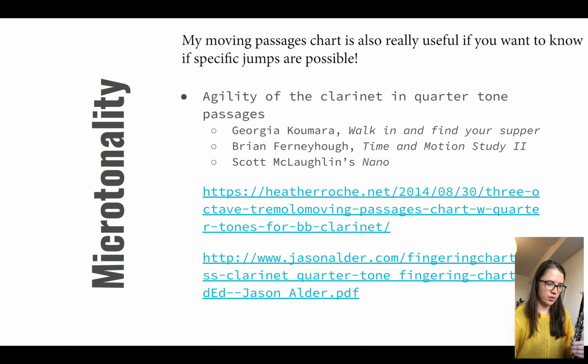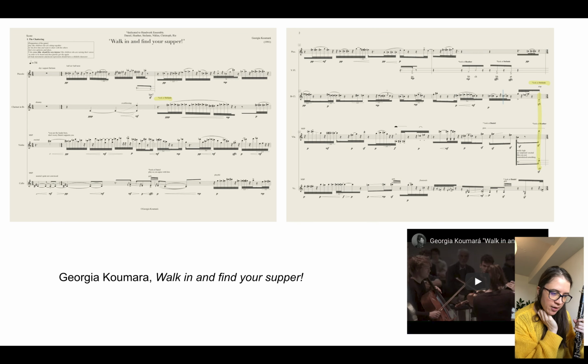There are a lot of ways you can get around this if you want to write quite fast things. So, Koumara, in her piece Walk In and Find Your Supper, there's a recording of this on YouTube. It's quite a theatrical piece. You can see towards the end of the first page my annotations are left in from the last time I performed this.